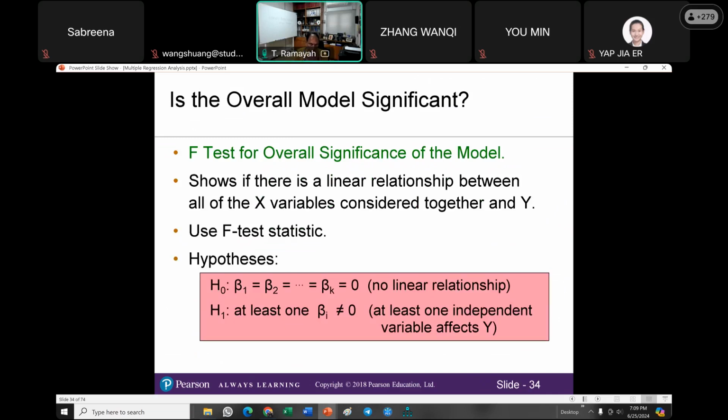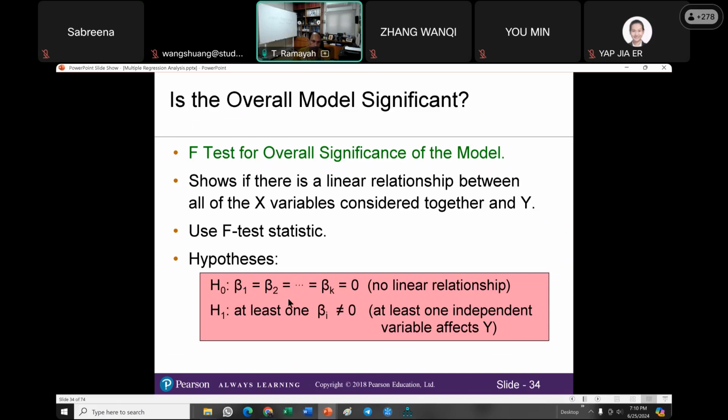So in multiple regression analysis, we have two levels of analysis. The first level is to determine whether you have a valid multiple regression model. Whether you have a valid multiple regression model is by looking at a test called the F test. So the F test hypothesis is written as this.